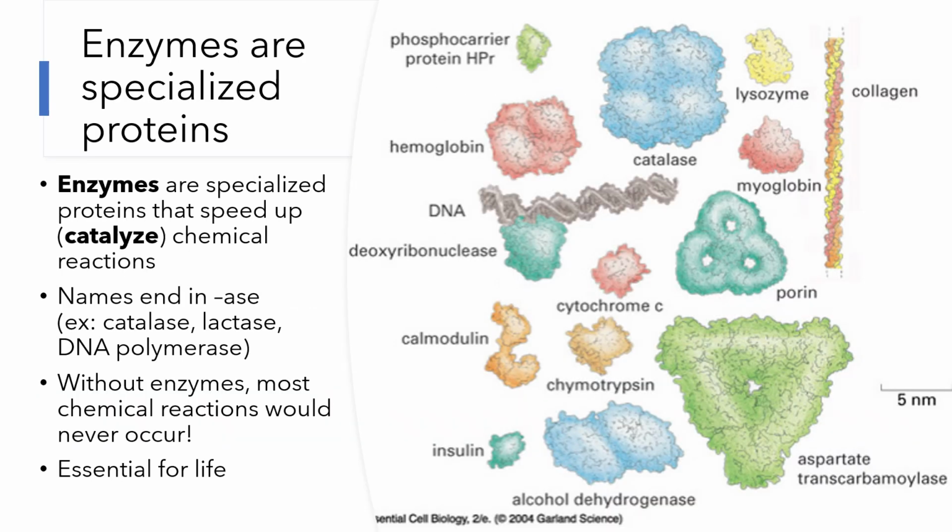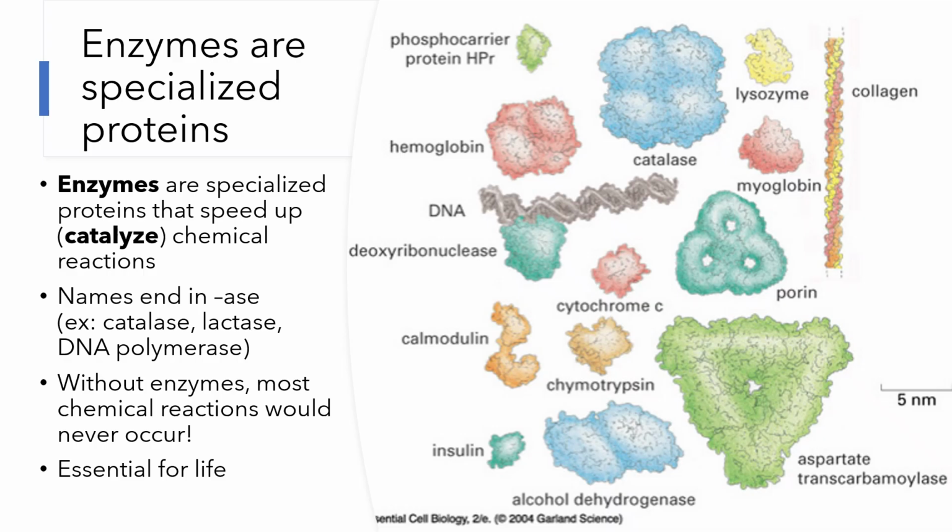You've probably heard of enzymes before, but you might not completely understand what they are. They are proteins, so they're a class of proteins, and their whole job is to speed up chemical reactions. Another way that we say speeding up a chemical reaction is to catalyze it. So enzymes catalyze reactions or speed up reactions.